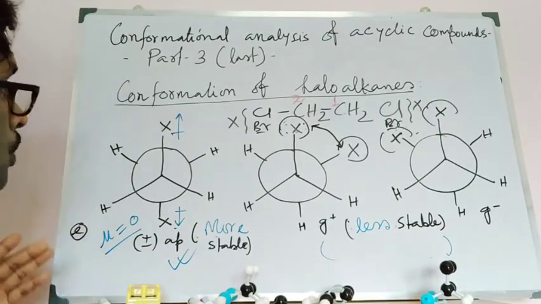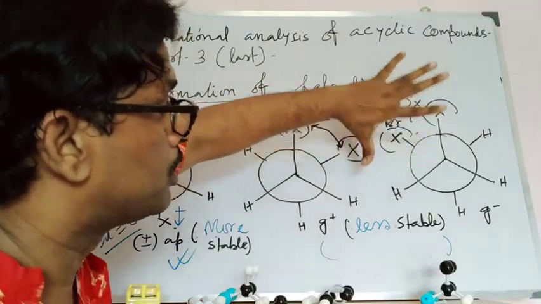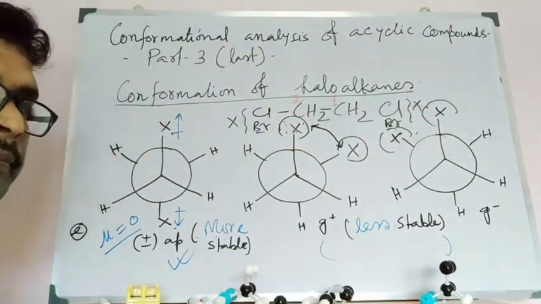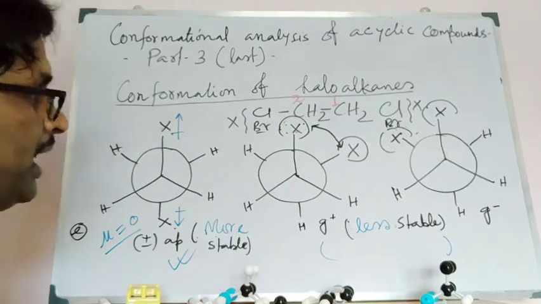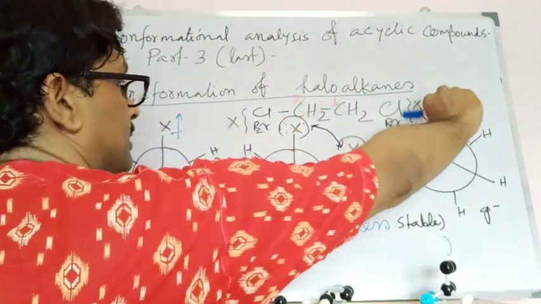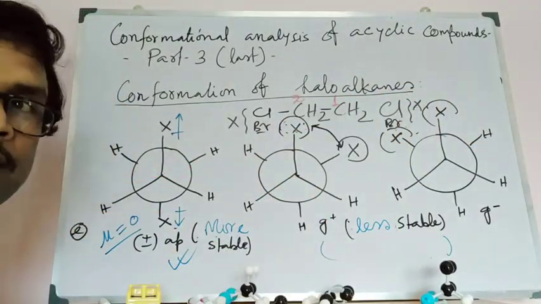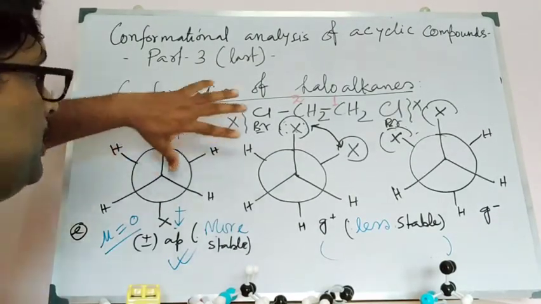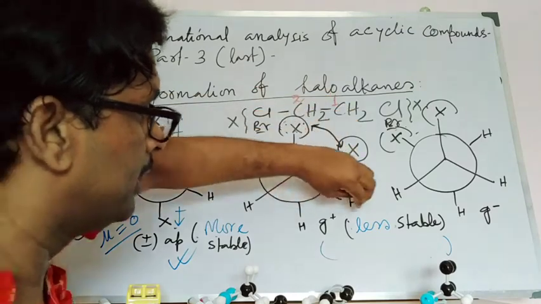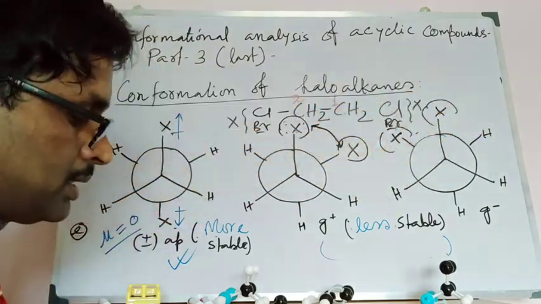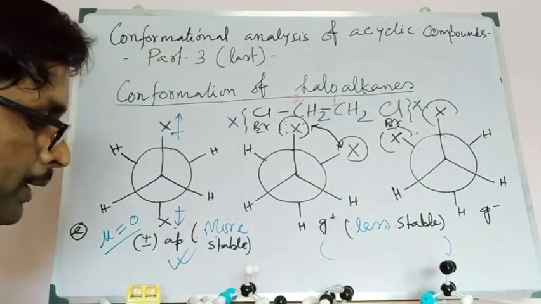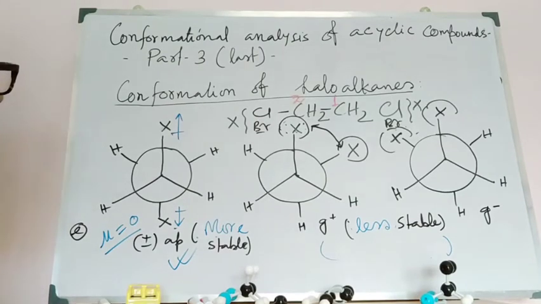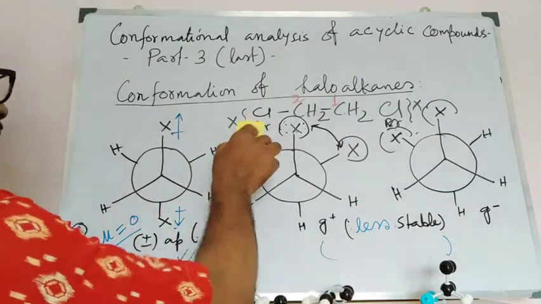Now the amount of gauche conformation will increase in the presence of a polar solvent, so that this kind of dipolar interaction will be lesser in a polar solvent. So this will be dependent on the solvent. If we increase the solvent polarity, the amount of gauche conformations in the equilibrium will be increased. Okay, so now come to example 3.